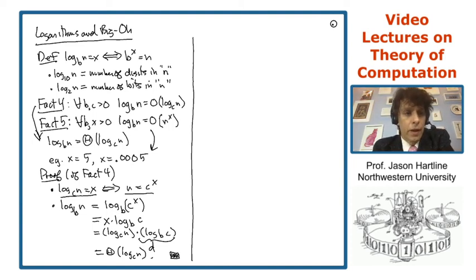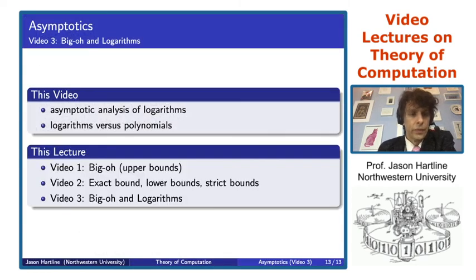Great. Two facts about the logarithm in big O and one proof. In this video, we've looked at asymptotic analysis of logarithms, and we've compared logarithms to polynomials. Asymptotically, we see that logarithms grow slower than any polynomial.